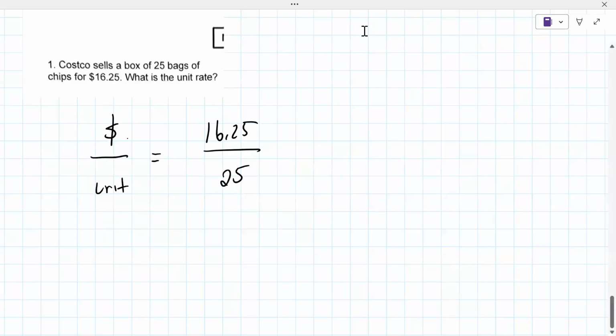65 cents to one bag. Yep, or $0.65 per bag. Good. All right, have you tried 2 and 3 now?